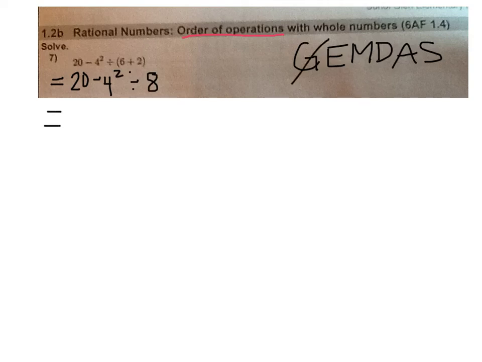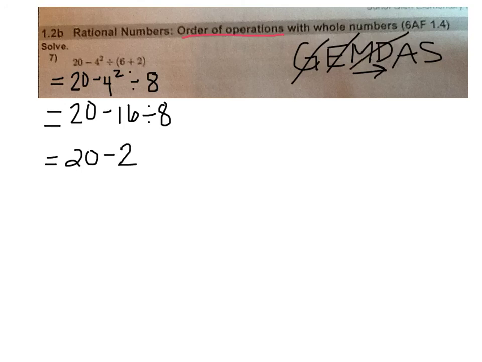So next part is exponents. I do have an exponent, so I'm going to leave everything else alone, and 4 squared is 16 because it's 4 times 4. And now I'm done. And so I have to do multiplication and division left to right. Well, there's no multiplication, but there is division, so I'm going to leave everything else alone. And 16 divided by 8 is 2. So I'm done with multiplication and division.